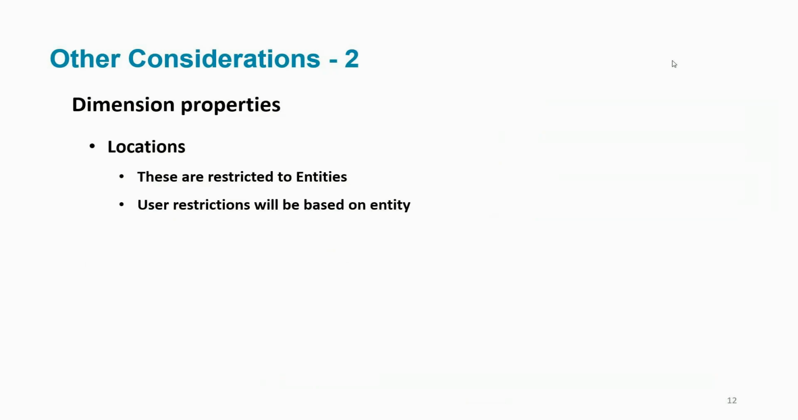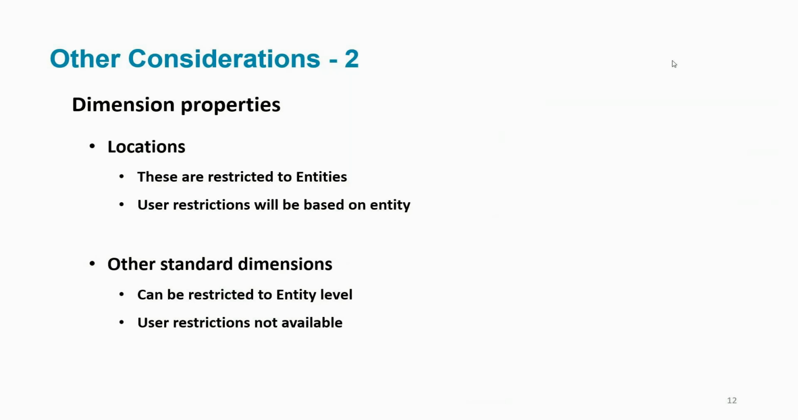Location dimensions are restricted to specific entities. So when you set up a location dimension, you're saying which entity it belongs to. You do have user restrictions with location dimensions, but that is purely based on the entity that user has access to. Other standard dimensions can be restricted to entity level. So if I set up a dimension at entity level, it will only be usable by that entity. As I mentioned, there's no user restrictions available.